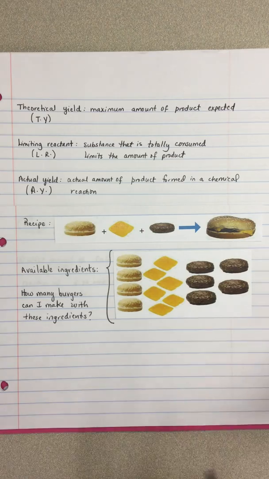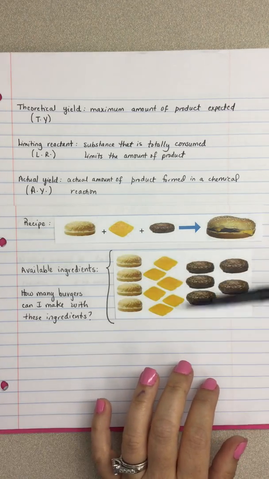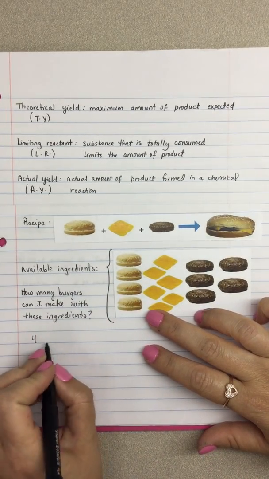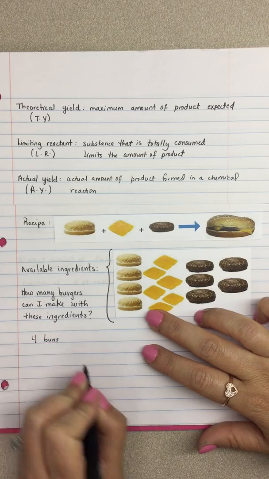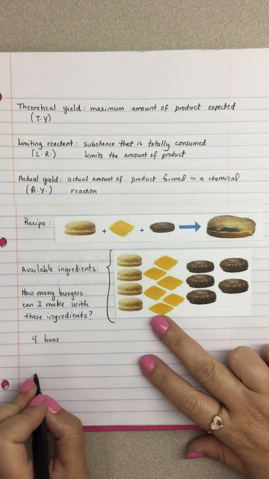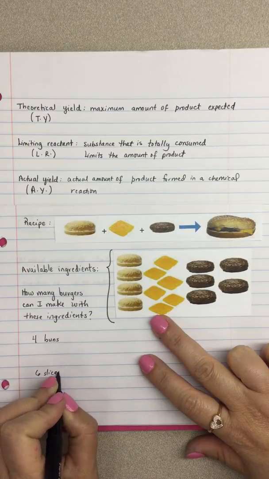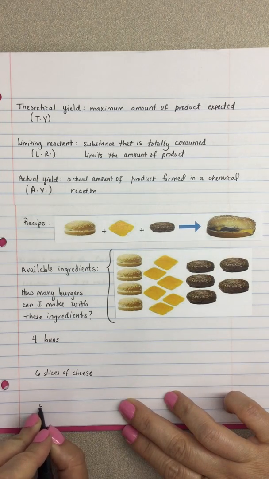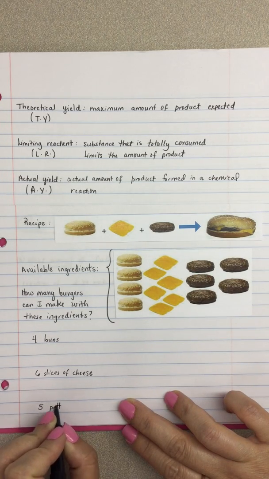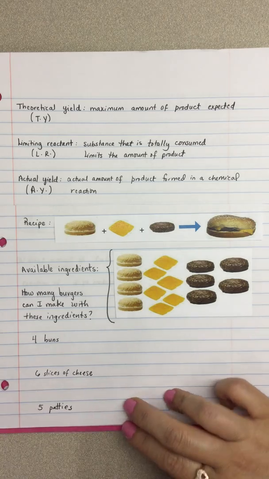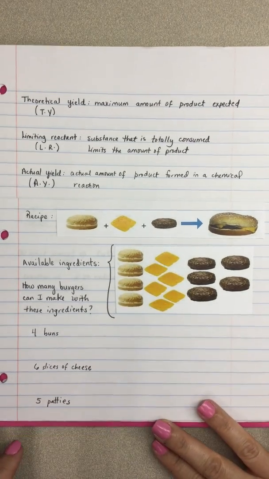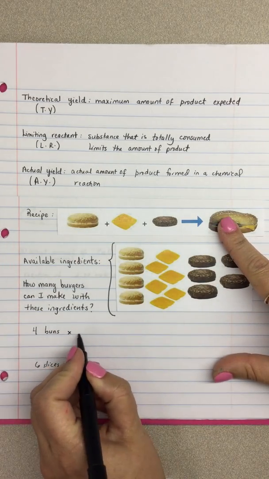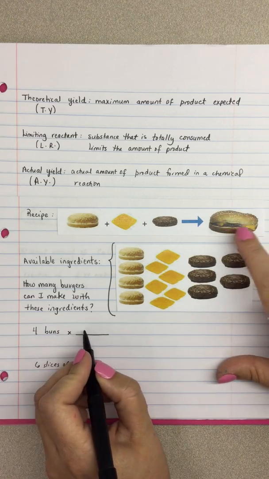Ingredients right here, right? This is your recipe and this is the amount that I'm giving you. I'm telling you that you have 4, 6, and 5. These are my ingredients or my given amounts. Now, with my recipe, I can find out my conversion factor.